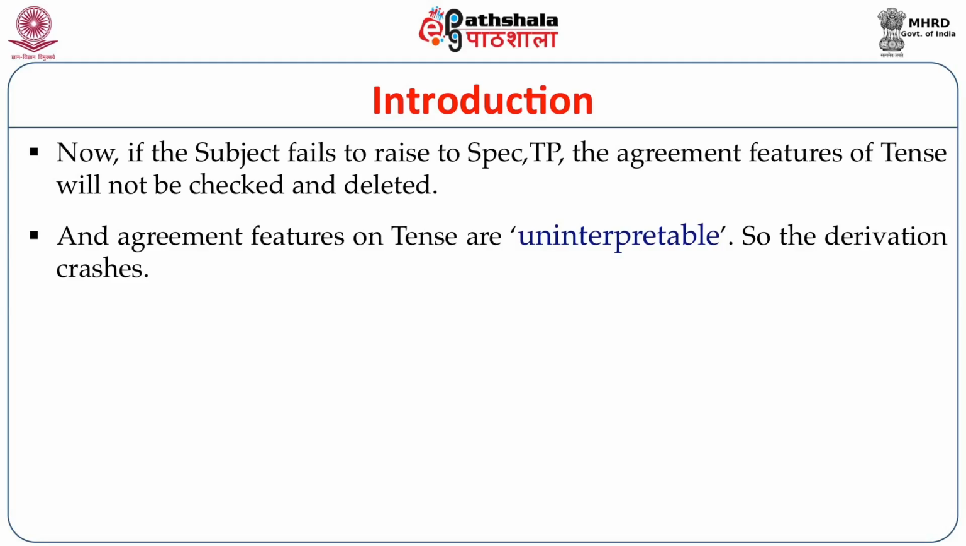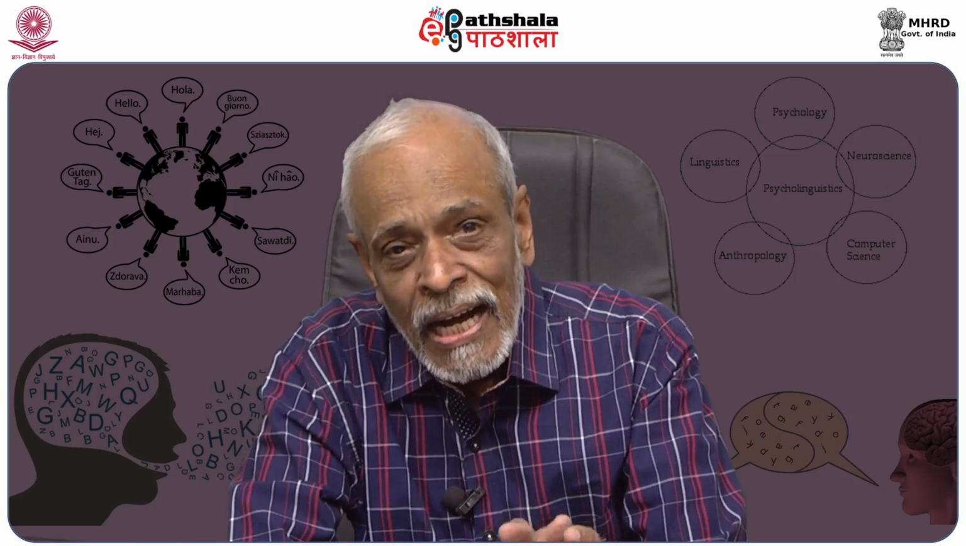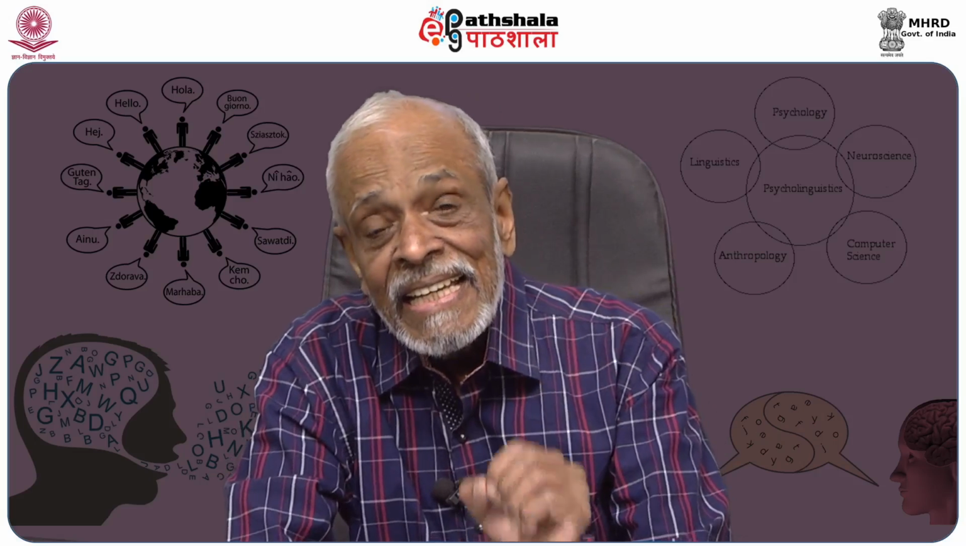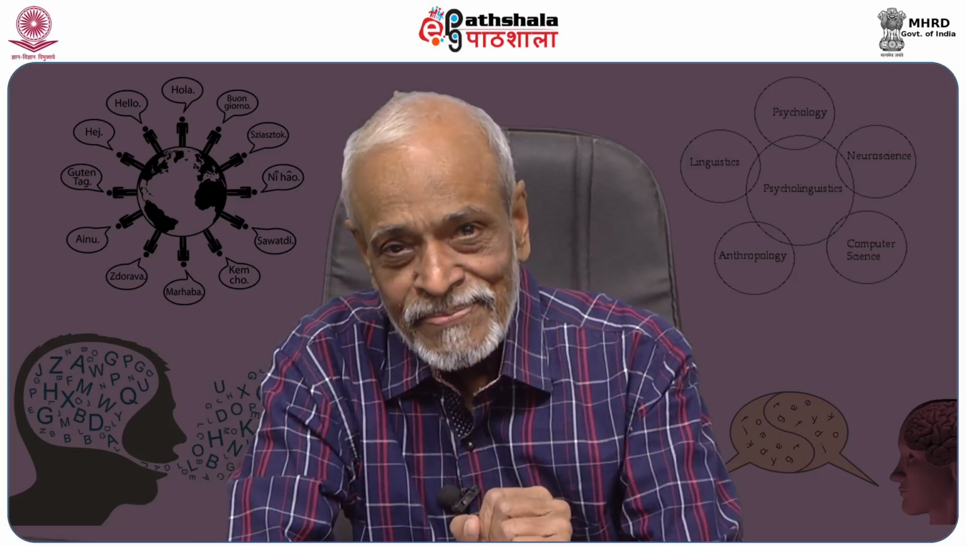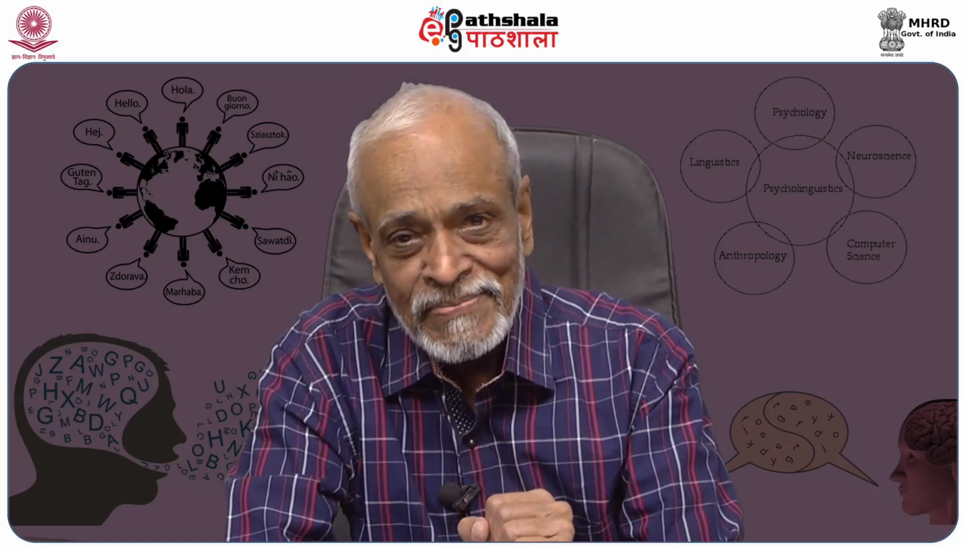So these features are uninterpretable features which have to be checked and deleted. And if the subject does not raise to the spec of TP and delete the agreement features of the tense, then they remain on tense, and at the LF interface they will be uninterpretable and the derivation crashes. So you see how the checking theory forces movement, because if the movement does not take place, the derivation would crash.